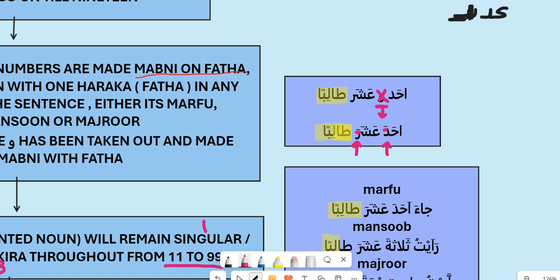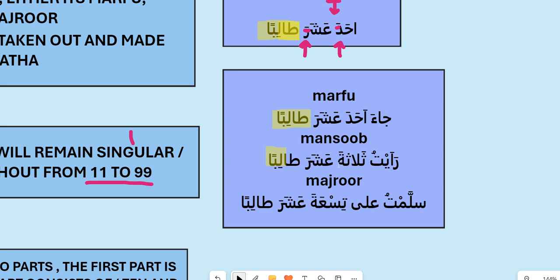Now let's check the position of the numbers in all three positions: marfu, mansub and majrur. How do you do the i'rab? So if you see in the marfu case, what happens? First of all, how do you know in which position the numbers are? Always check the sentence first, what type of jumla it is.